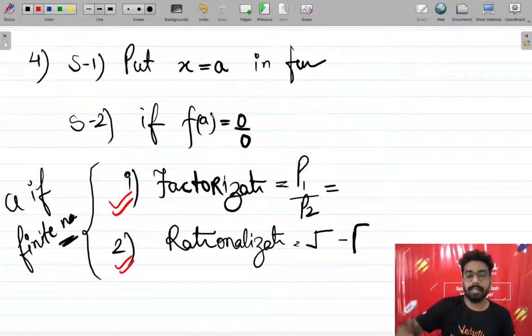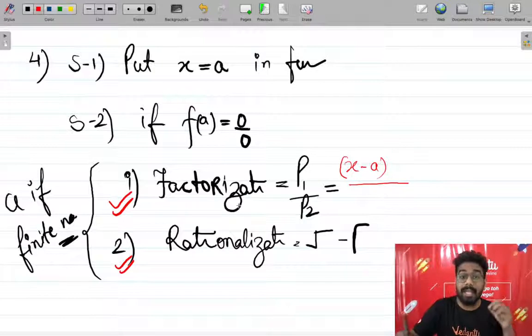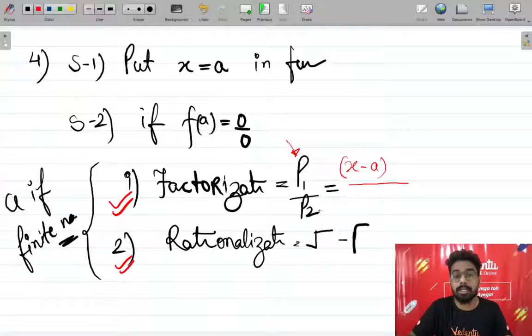So factorization means that you are going to have x minus a as a factor in the numerator. If x equals a makes it 0, x minus a is going to be a factor. If x equals a is making it 0, for sure x minus a is going to be a factor in the denominator. For sure you are going to have x minus a upon x minus a, and then you can cancel both of these factors, and then you will have the determined form.